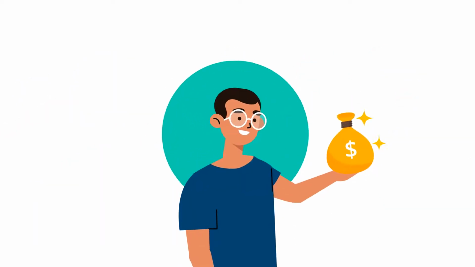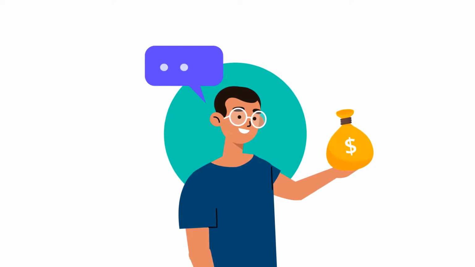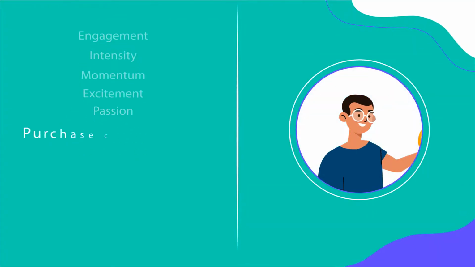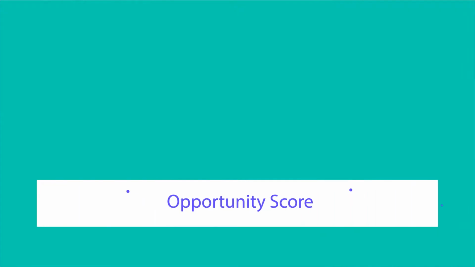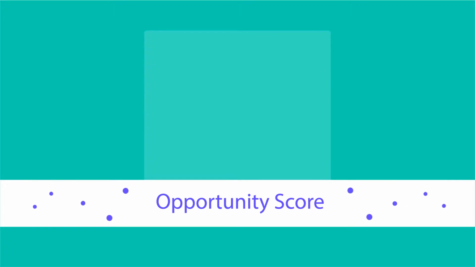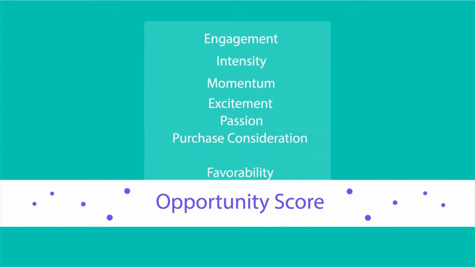Finally, we look at how people react to sponsors of the property. We quantify those whose purchase consideration and favorability for the sponsor will increase because of the sponsorship. We tally these 7 key health metrics into our opportunity score that provides an immediate ranking.